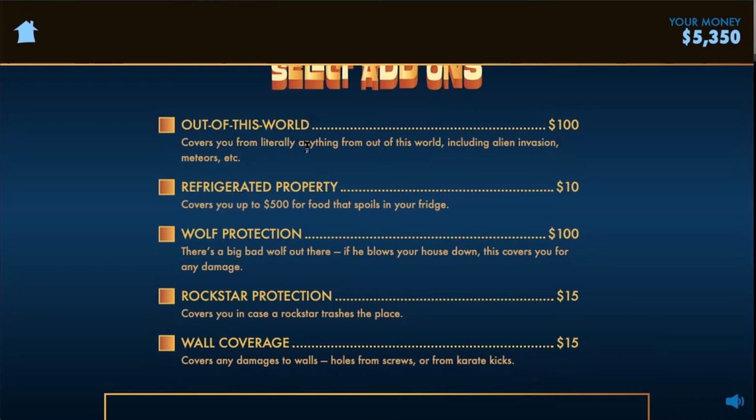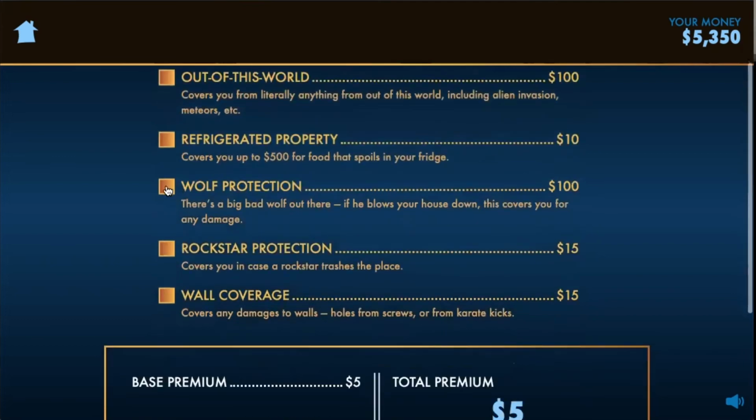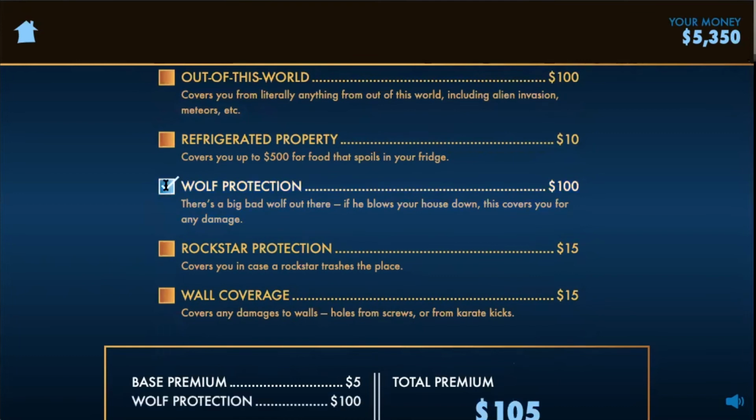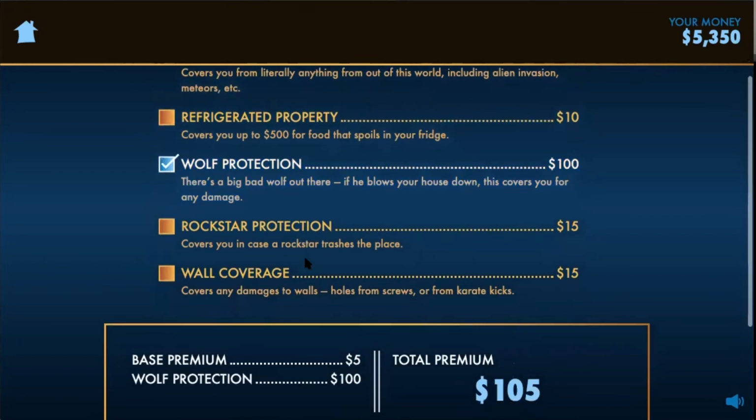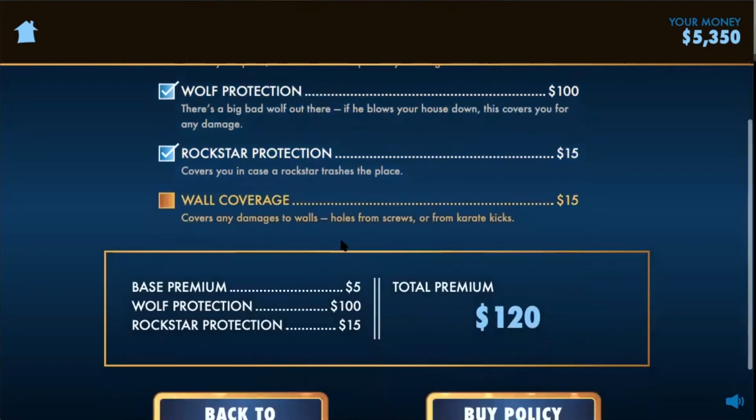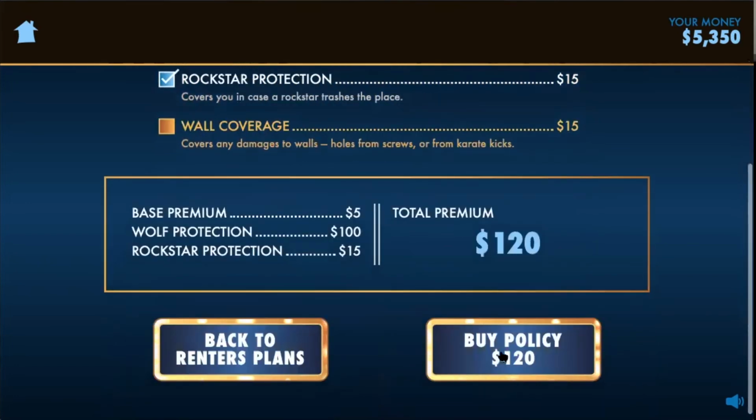Out of this world covers literally anything from out of this world, including alien invasion. Oh, well, I've been reading a lot about that, so I don't know. I'm just kidding. I haven't been reading about that, but let's see. I'll do wolf protection. There's wolves around me. And sometimes I have rock stars over at my house. So that's what I'm going to pick. Okay. I'm going to buy that policy for $120.